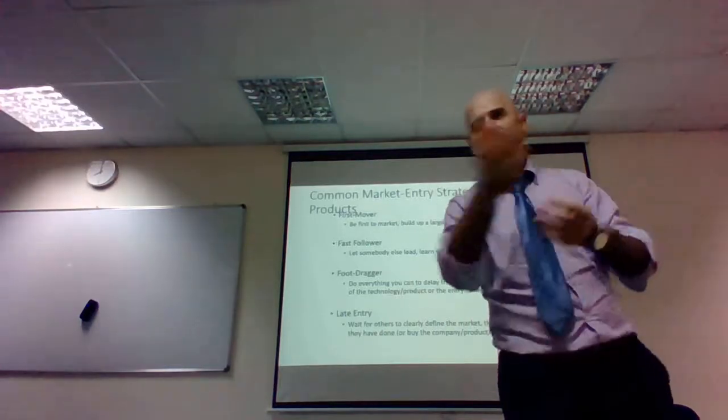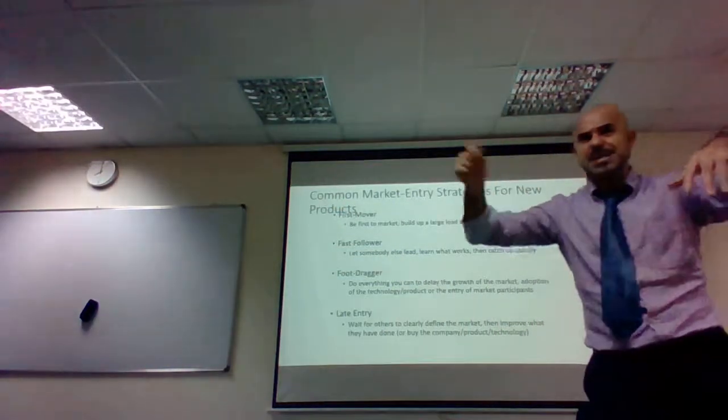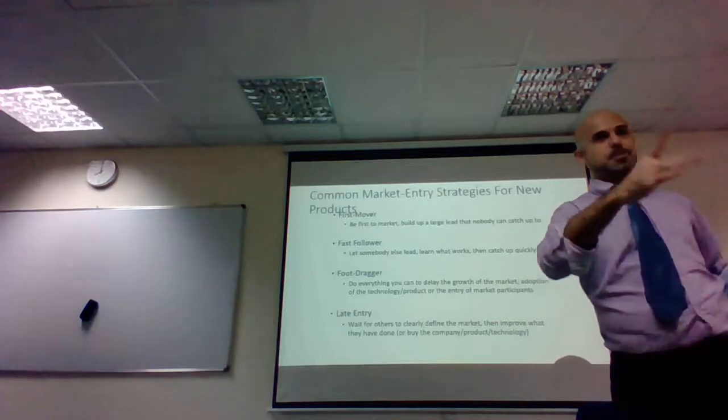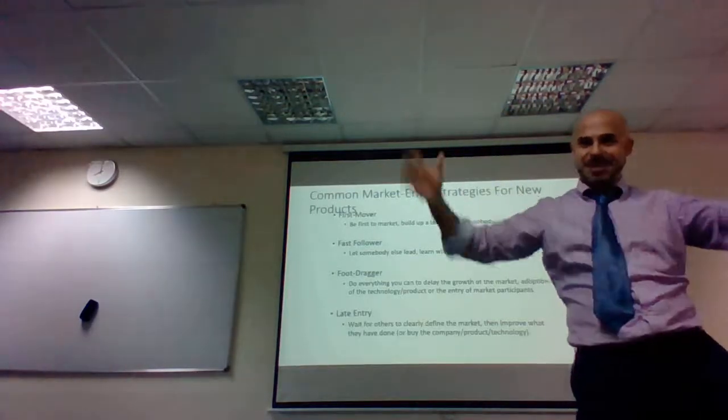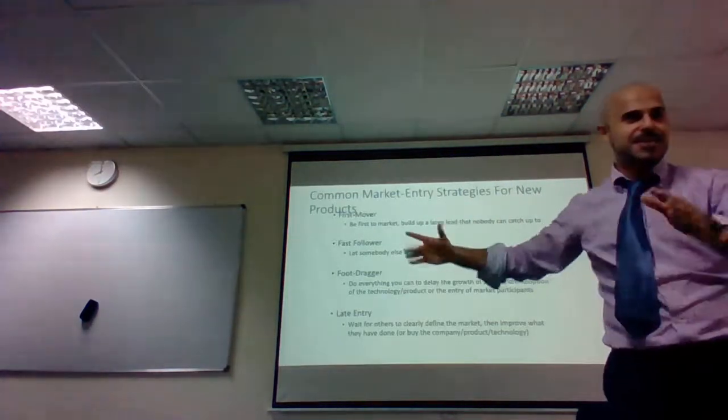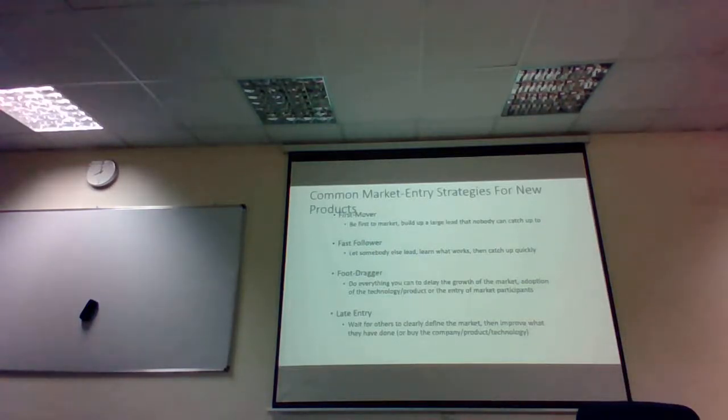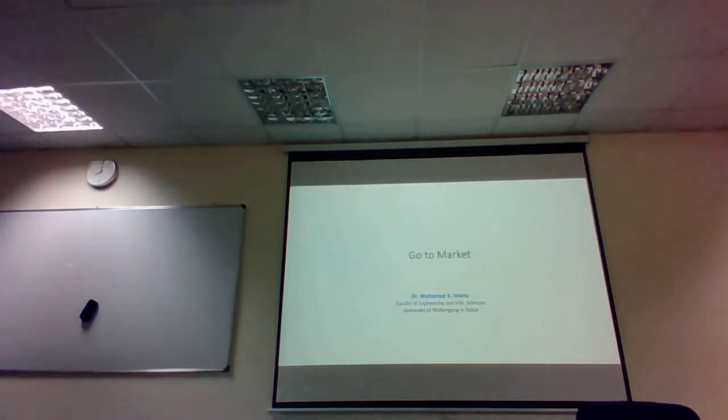Again, I gave you some examples of Food on Click and Uber and Careem. They're fast followers, because now if you have Careem number two or Muhammad Uber or something, that would be way too late. So it's not a fast follower. Yes, you copied them, but you're too late to copy. Foot dragger, again, does everything to delay the growth of the market, delaying adoption of the technology, so you're delaying others. And late entry, obviously, waits for everybody else until I come in. So that's super late entry. These are definitions for strategies for new products, okay?